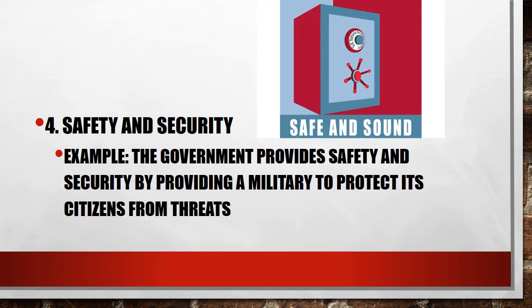Number 4 is safety and security. So this goes even further than just peace. The government also wants to provide its citizens with safety and security. An example for this is that the government provides safety and security by having a military to protect its citizens from threats. If you are a citizen of a government and they have no military and another country decides that they want to take over your area, you're not going to feel very safe or secure.